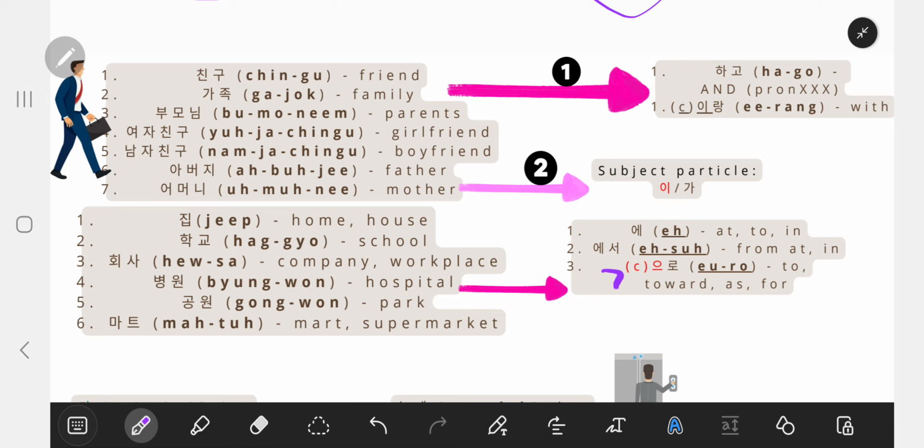Perhaps it's long. And let's start using the 이랑 now. So let's say something like this. I went to the hospital with my boyfriend, but my mom went to work.